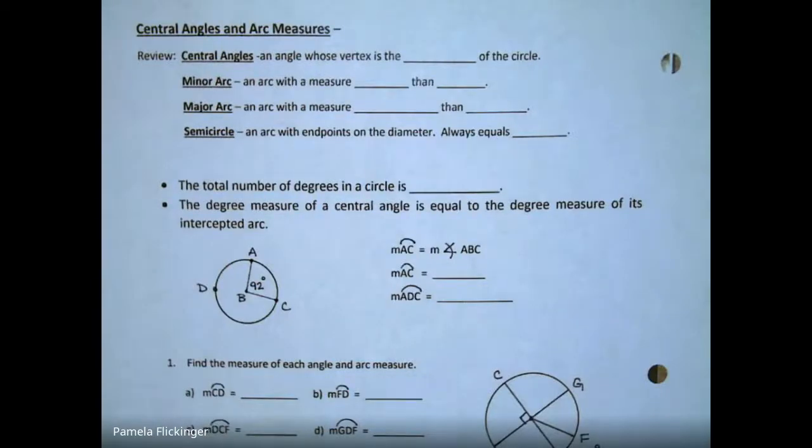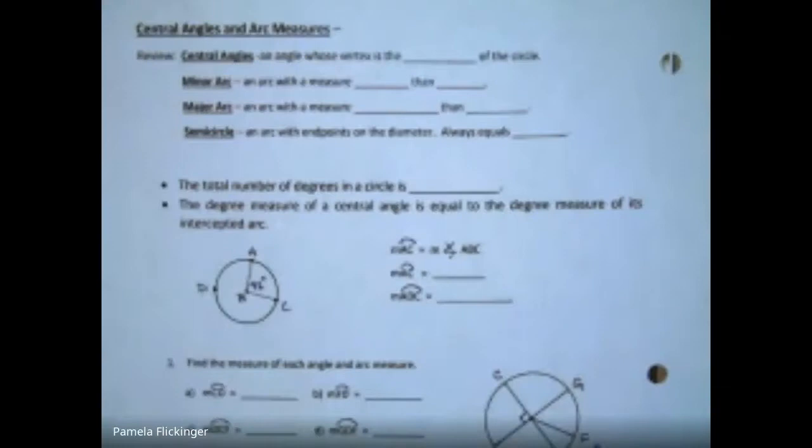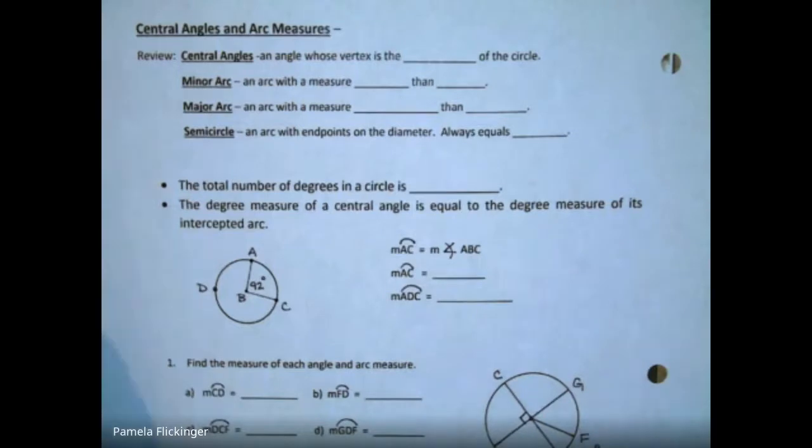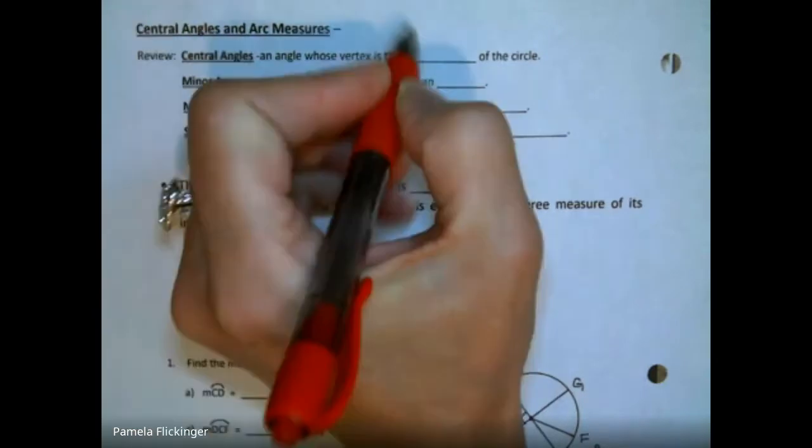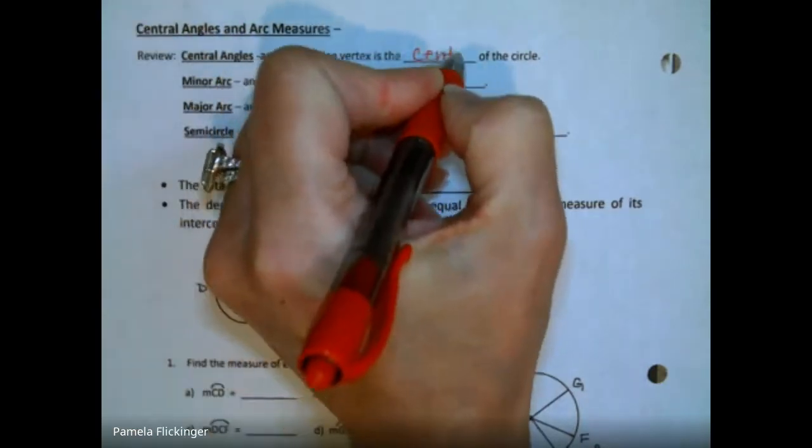So today we're going to talk about specifically just central angles and the arc measures that are related to them. But we're also going to look at arc length and some properties with chords and arcs as well. All right, so quick review, central angles, we talked about that in the vocabulary. It's an angle whose vertex is the center of the circle.